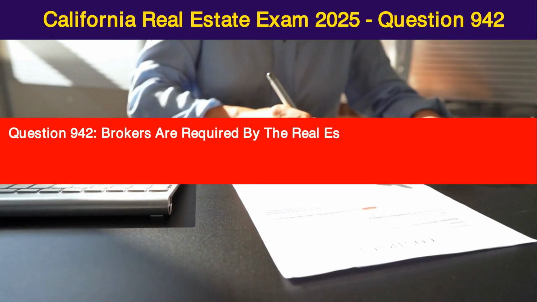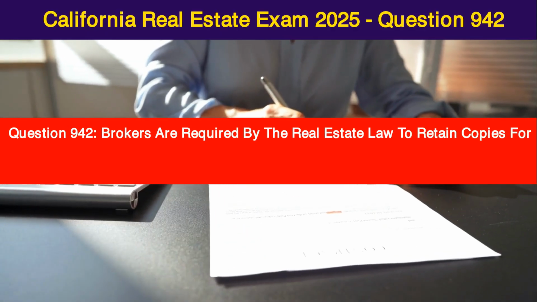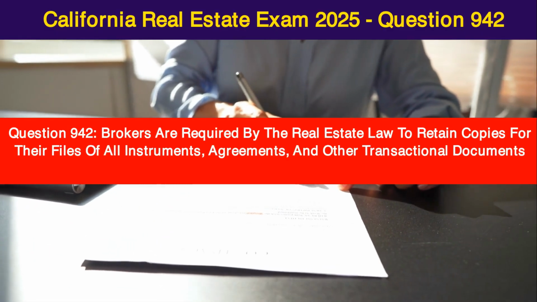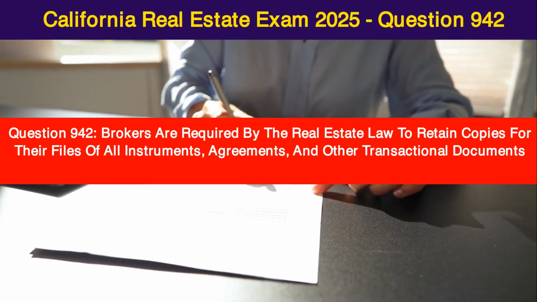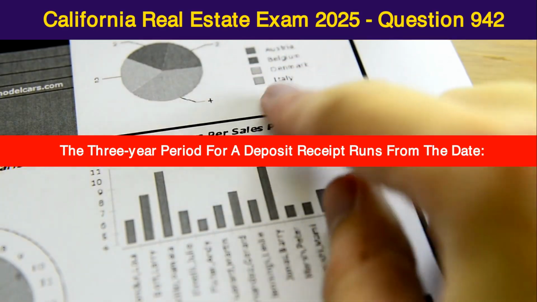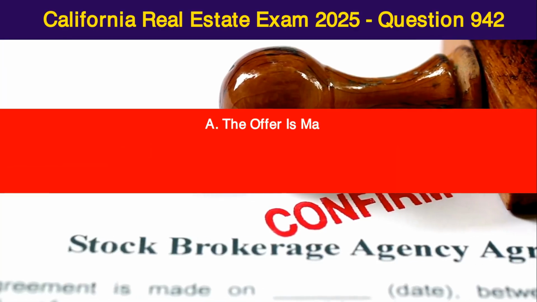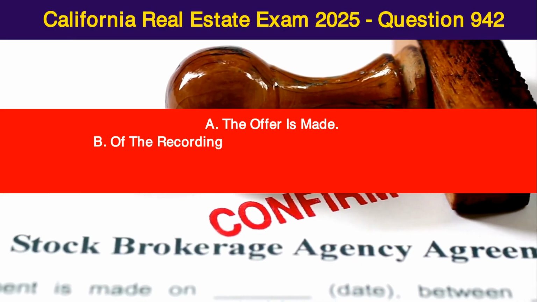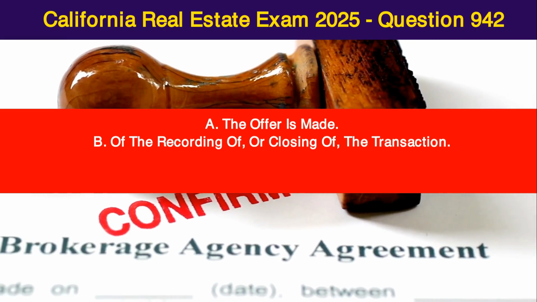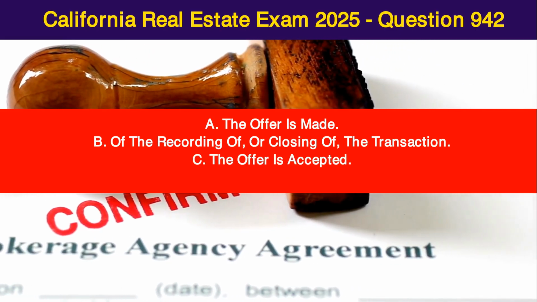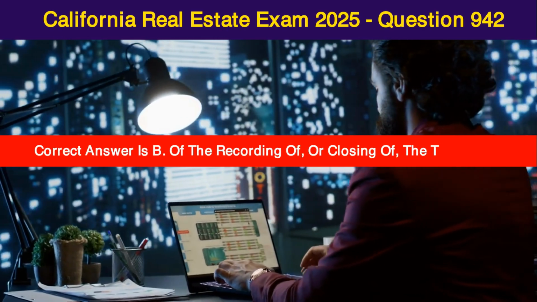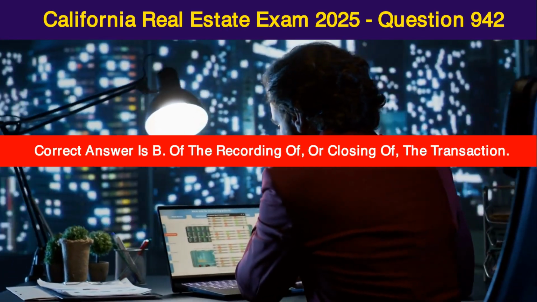Question 942. Brokers are required by the real estate law to retain copies for their files of all instruments, agreements, and other transactional documents for 3 years. The 3-year period for a deposit receipt runs from the date: A. the offer is made, B. of the recording of, or closing of, the transaction, C. the offer is accepted, D. escrow closes. Correct answer is B, of the recording of, or closing of, the transaction.